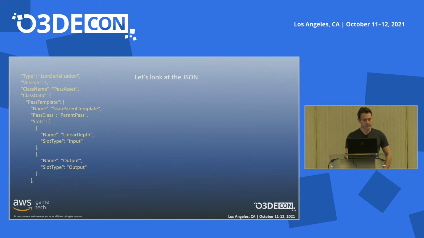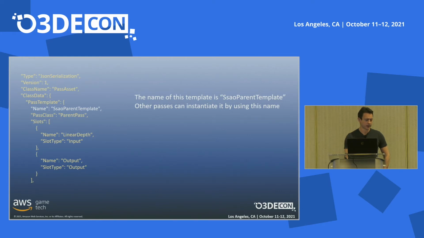So this is the beginning of the JSON. At the top, we have just your standard O3D JSON header, which is not really important for this talk. The actual definition of the pass begins here. First is the name of the template. In this case, we call it SSAO parent template. This is what we'll refer to when we want to instantiate it later in other passes.